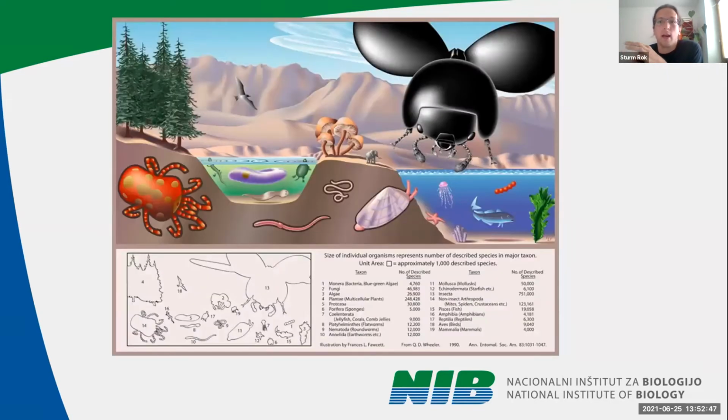But of course, if we look at this picture where the size of an animal represents the number of described species, we see that this black beetle representing the insects, and this red mite or tick representing the other arthropods, are presenting not a majority, but a large proportion of species described. And here is one bird and one elephant representing the birds and the mammals.